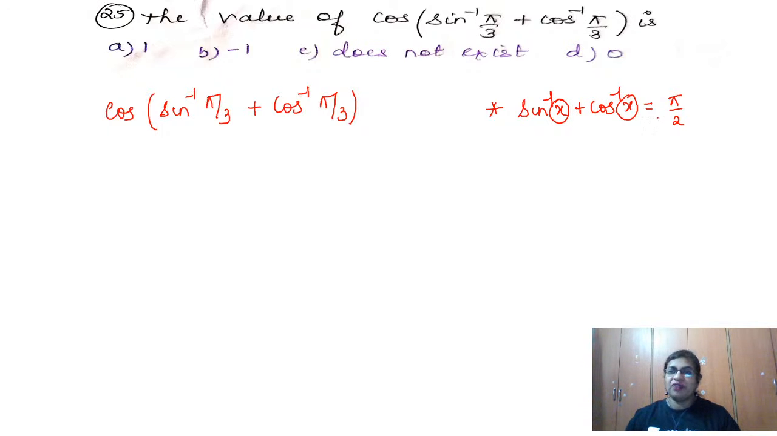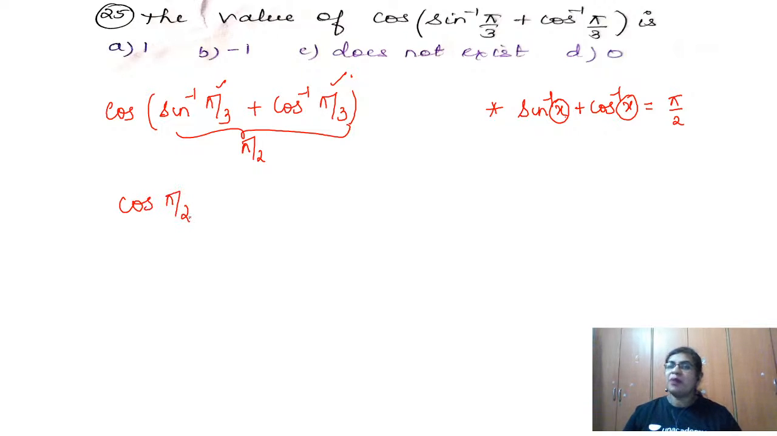The question reduces faster. Let us apply this property in this question. We have sin inverse pi by 3 plus cos inverse pi by 3. So in the place of x in both, it is pi by 3. This satisfies my property, the condition to get pi by 2. Therefore, I can write sin inverse pi by 3 plus cos inverse pi by 3 as pi by 2. So now what remained? You got cos pi by 2.